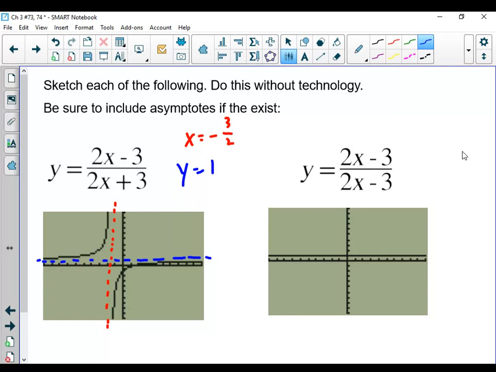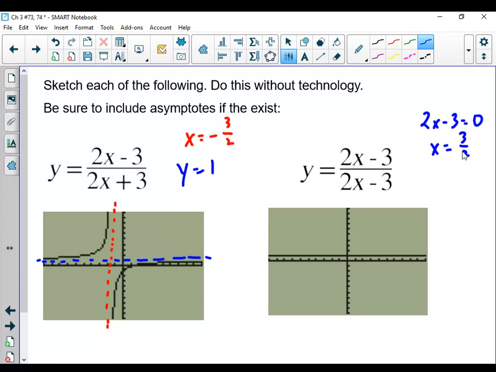However, are there any excluded values here? Are there any values that really I shouldn't get an output for? Which would be when x is what? 3 halves. Right, when I have that equal to 0, because I couldn't have 0 divided by 0, and that would be when x is equal to 3 halves. So I've got this line here, but I've got one value that doesn't work.